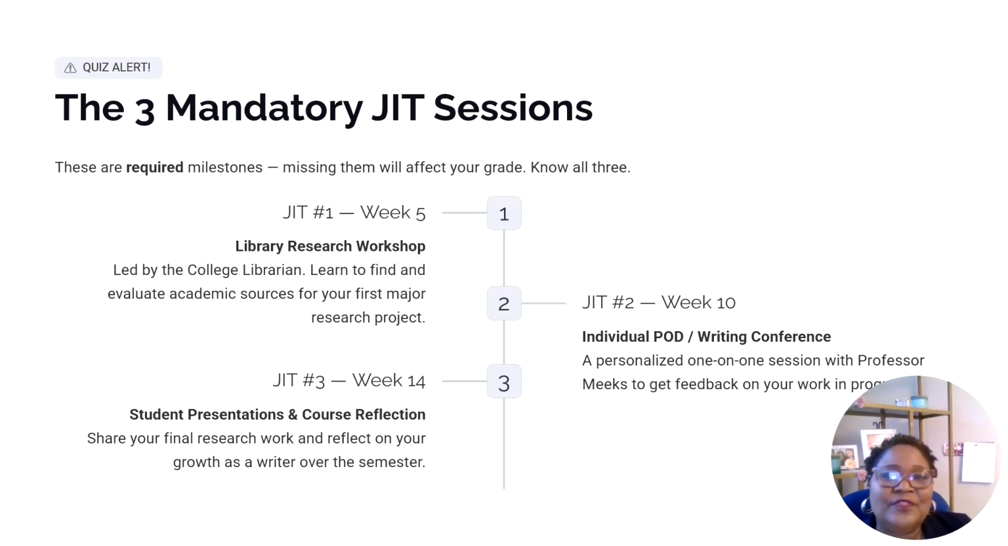Let's zoom in on the 3 mandatory just-in-time sessions because the quiz asks specifically about how many there are. And the answer is 3. The just-in-time session number 1 is in week 5, Tuesday, September 15th from 6:30 to 7:30. This is a library research workshop. It is led by our college librarian. You'll learn how to use library databases to find credible sources that are essential to your research assignment.